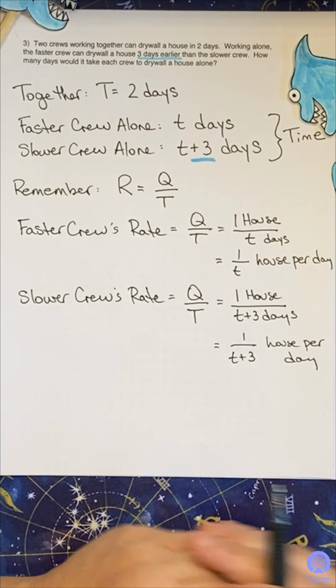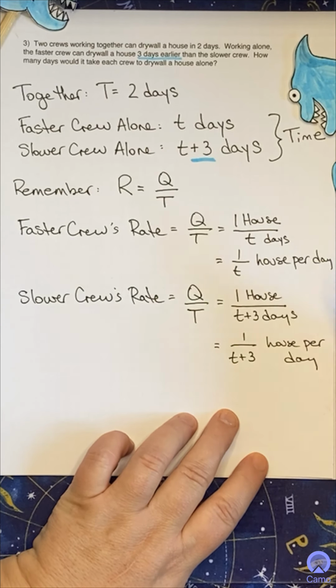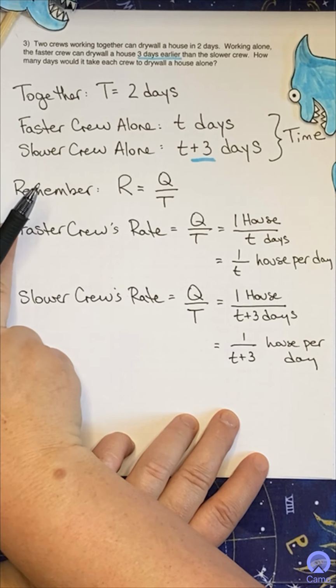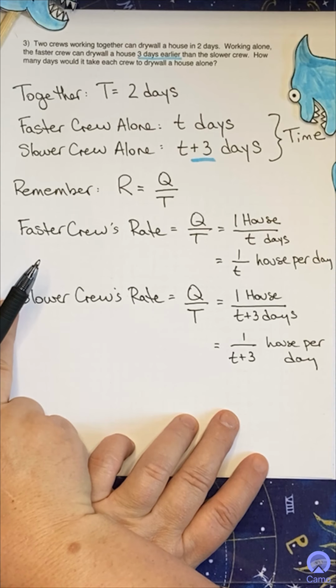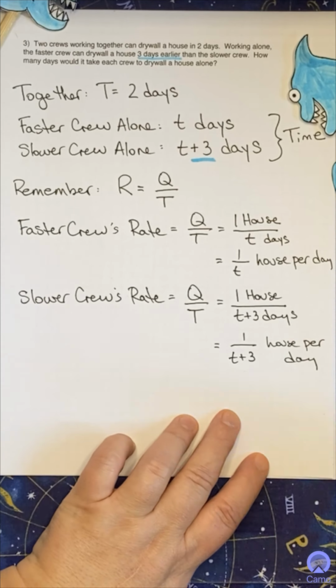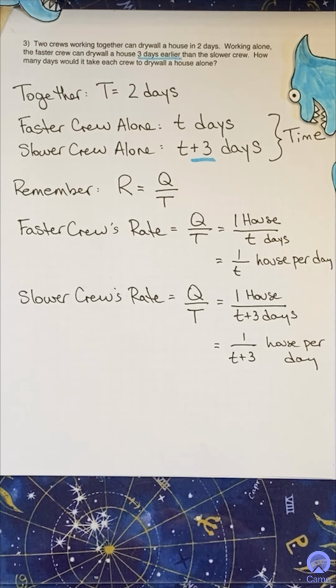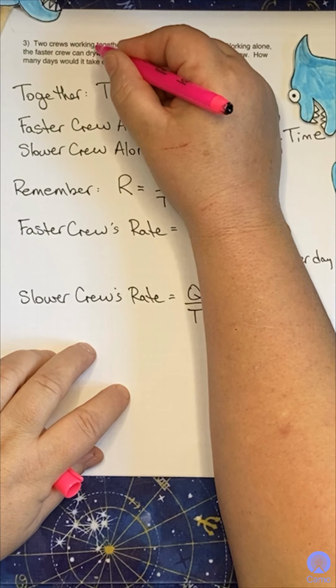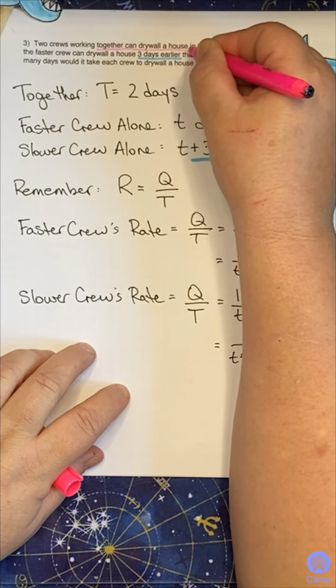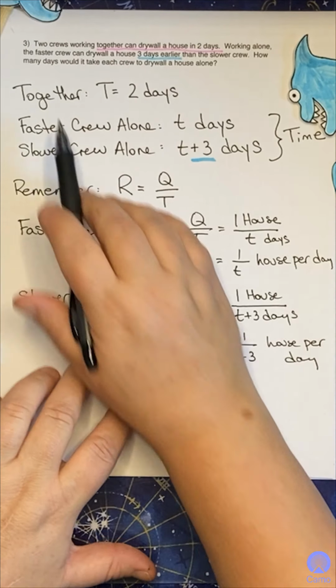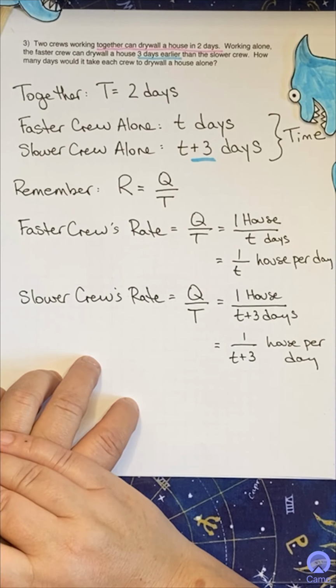Okay, so I've got a rate here, and a rate here. So I know how fast the faster crew works, and I know how fast the slower crew works. And then I've got one other piece of information. I want to go back up here and say, I'm going to use pink. Up here, together, they can drywall a house in 2 days. So, working together, the time is 2 days.